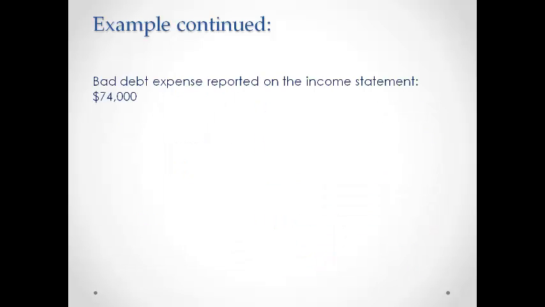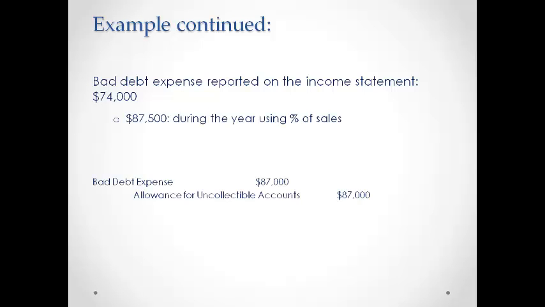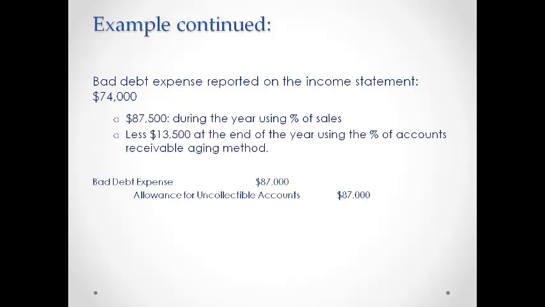The total bad debt expense reported on this income statement is $74,000. The two entries are combined to get the final balance of $74,000. $87,500 was recorded during the year using the percent of sales method, less the adjustment of $13,500 at the end of the year using the percent of accounts receivable aging method, gives the total of $74,000.